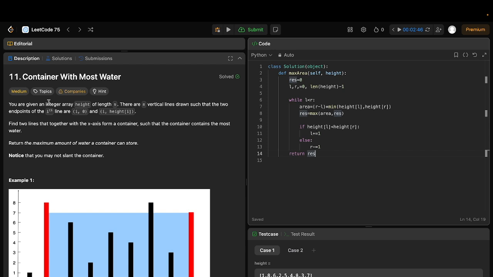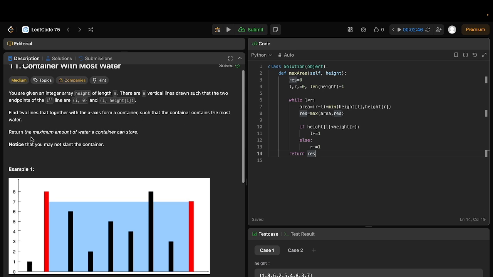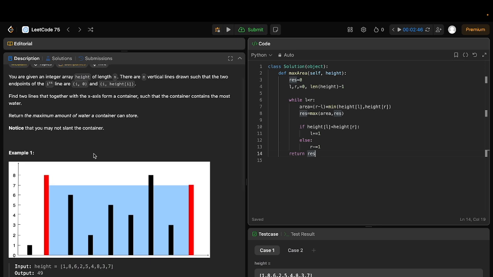So you're given an integer array height of length n. There are n vertical lines drawn such that the two endpoints of the ith line are (i, 0) and (i, height[i]). Find two lines that together with the x-axis form a container such that the container contains the most water. Return the maximum amount of water a container can store. Notice that you may not slant the container.